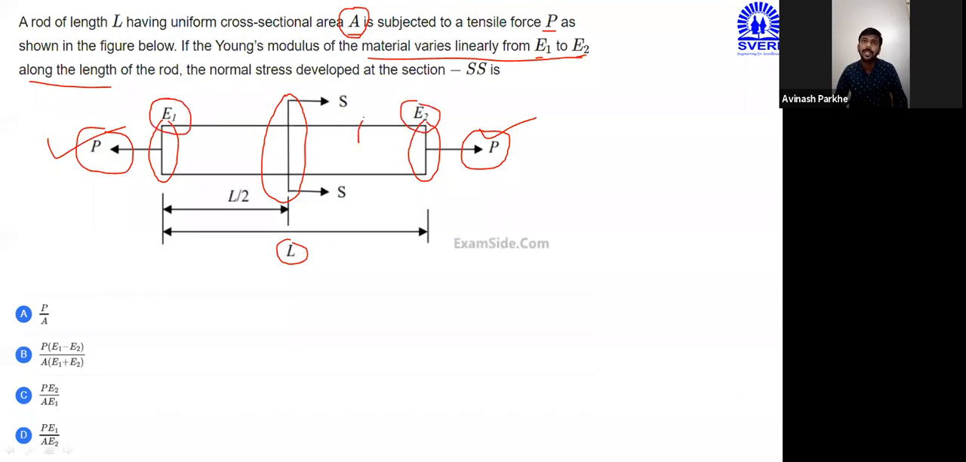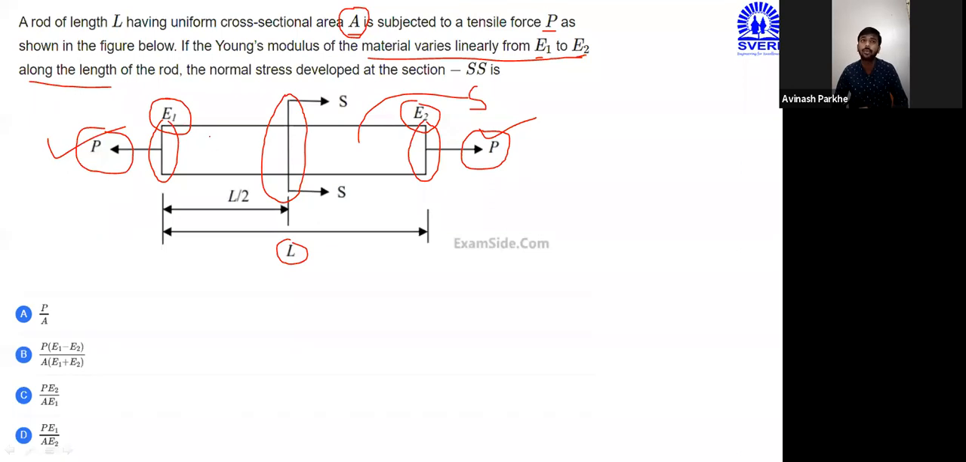Suppose this rod is made of steel material. Then this steel material has a single Young's modulus. There is no condition or possibility to vary the Young's modulus from E1 to E2. Therefore, here we have to consider the first assumption, that there is no possibility to vary the Young's modulus from E1 to E2.